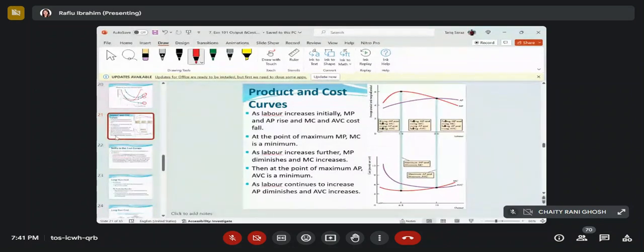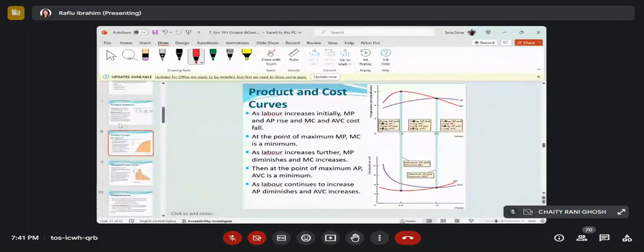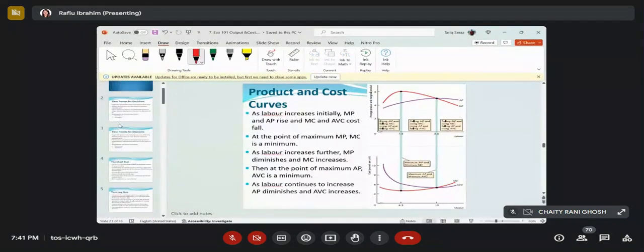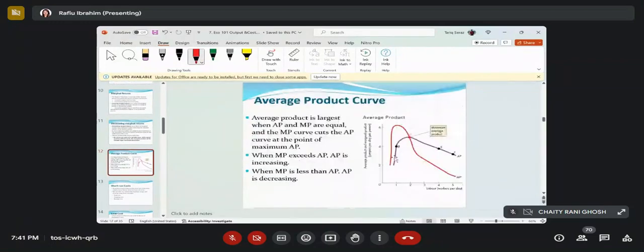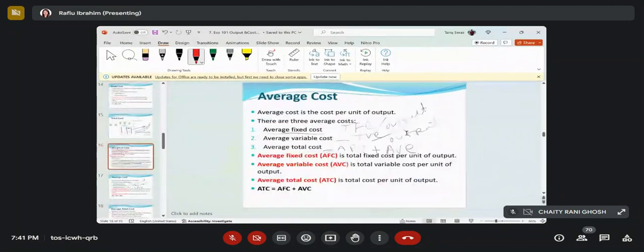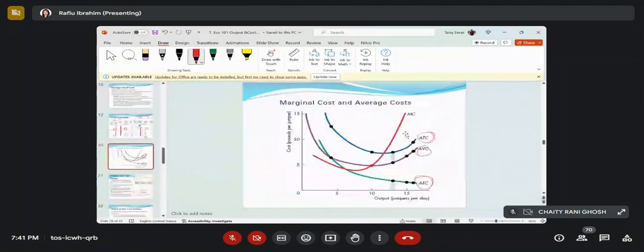Okay. Now that we have seen both the cost and the product curves, remember our product curves looked like this. This was the marginal product curve, the red one. The purple one was the average product curve. We also saw in this lecture the marginal cost and the average cost curve. Now we are going to relate them together in one single parallel graph.